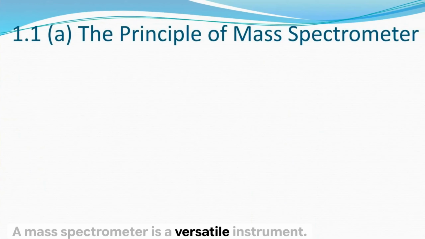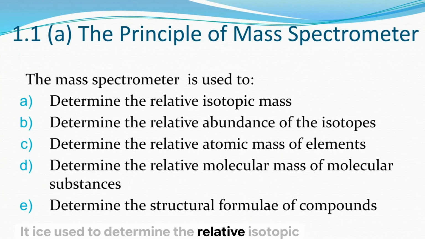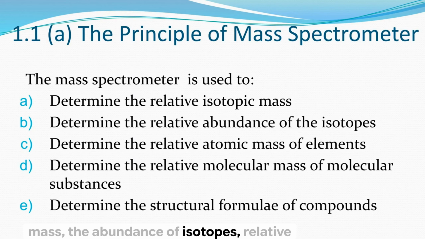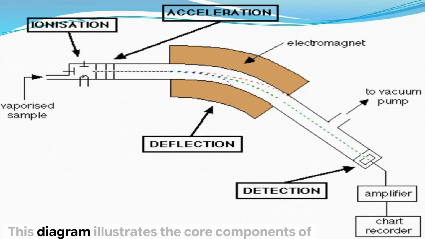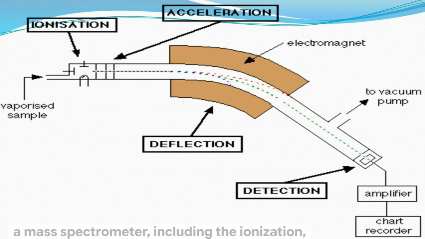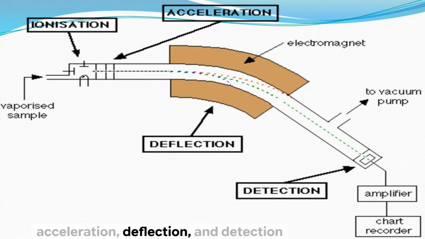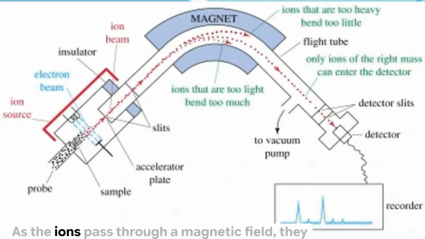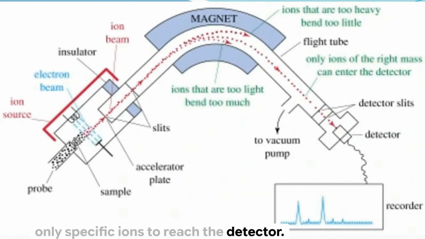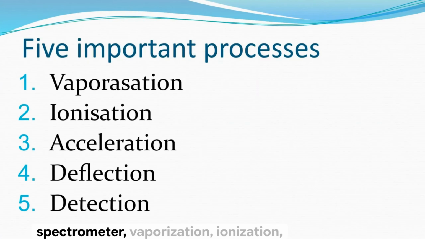A mass spectrometer is a versatile instrument. It is used to determine the relative isotopic mass, the abundance of isotopes, relative atomic and molecular masses, and even the structural formulae of compounds. This diagram illustrates the core components of a mass spectrometer, including the ionization, acceleration, deflection, and detection chambers, all operating under a vacuum. In this process, a sample is ionized and accelerated as a beam. As the ions pass through a magnetic field, they are deflected based on their mass, allowing only specific ions to reach the detector. There are 5 essential processes in mass spectrometry: vaporization, ionization, acceleration, deflection, and detection.